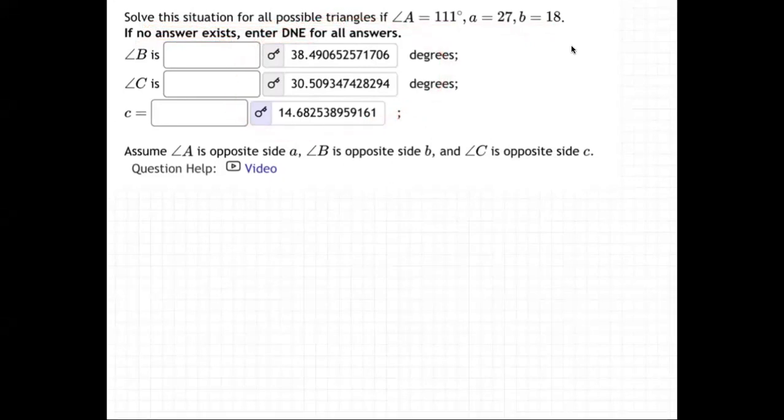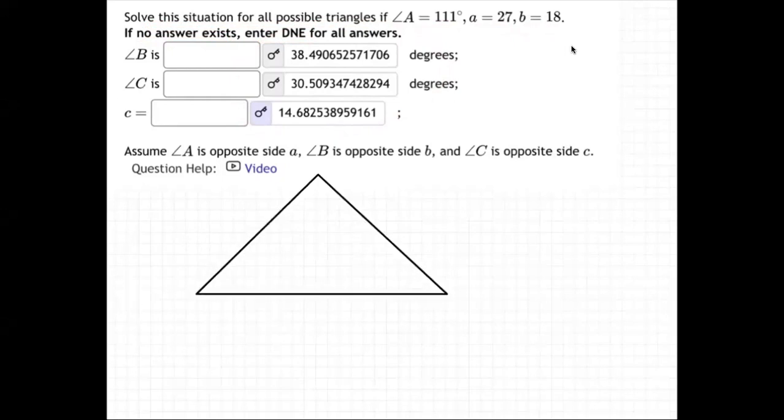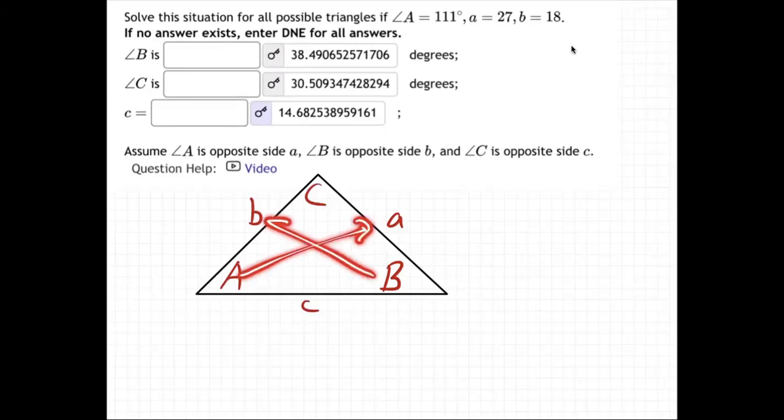Let me begin by drawing for ourselves a triangle. There. Remember that angle A is always across from side A, and angle B is across from B, and angle C is across from little c. That's always how we set up our triangles. It doesn't really matter where you put A, B, and C as long as A is across from A, B is across from B, and C is across from C.